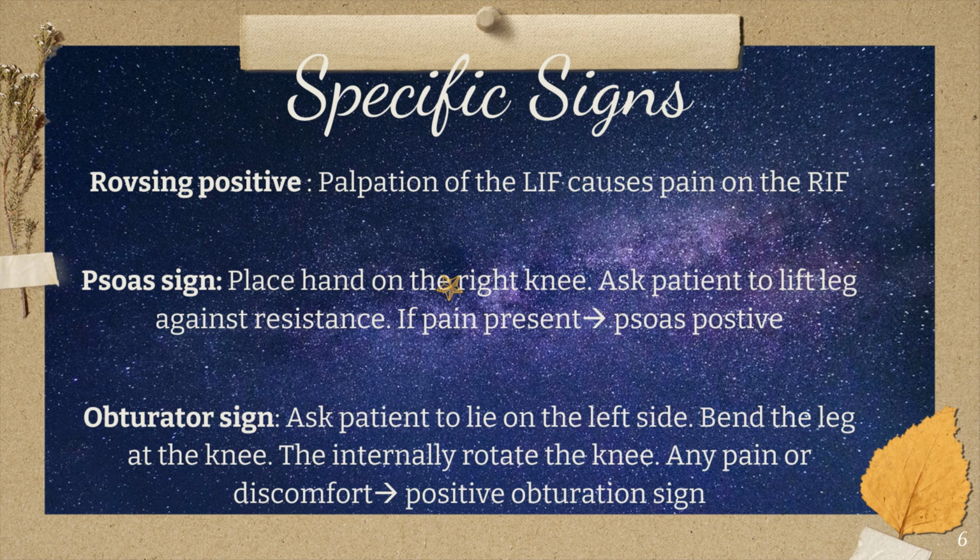The second sign is the psoas sign, and this is when you place your hand on their right knee and you ask the patient to lift their leg up against resistance. As they lift their leg up, you push down on their knee. If there's pain present, that means that it's psoas positive, which is consistent with appendicitis. The last sign is called the obturator sign, and this is when you ask the patient to lie on their left side so that the right side is up. You bend their right leg at the knee and you internally rotate their knee. If there's any pain or discomfort, this is a positive obturator sign, which again is consistent with appendicitis.